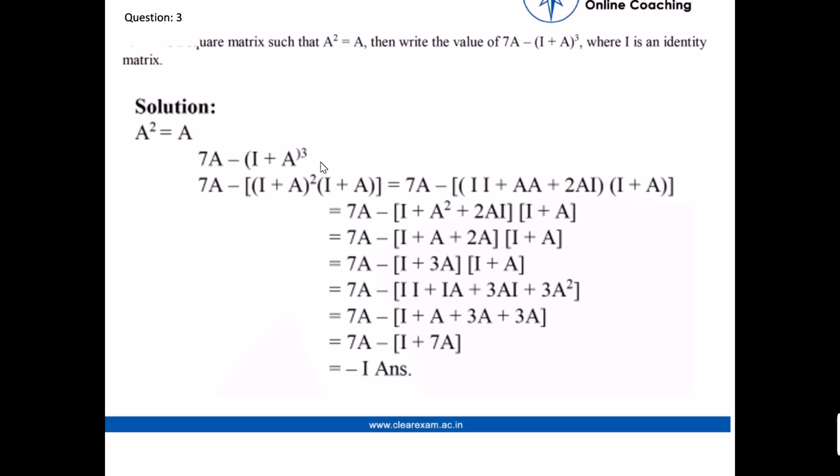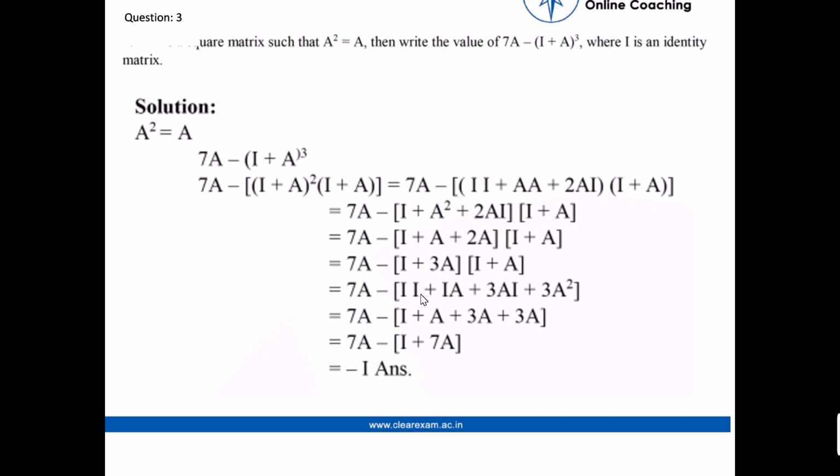So we can write this equation as 7A matrix minus (I plus A). We just simply put the value of this: A squared is equal to A. As we know, if we multiply any matrix with the identity matrix, it's the same matrix. So we just simply put this: I plus A, 7A matrix minus (I plus 3A matrix). We just simply add that, and this is the same: 7A matrix minus identity matrix.